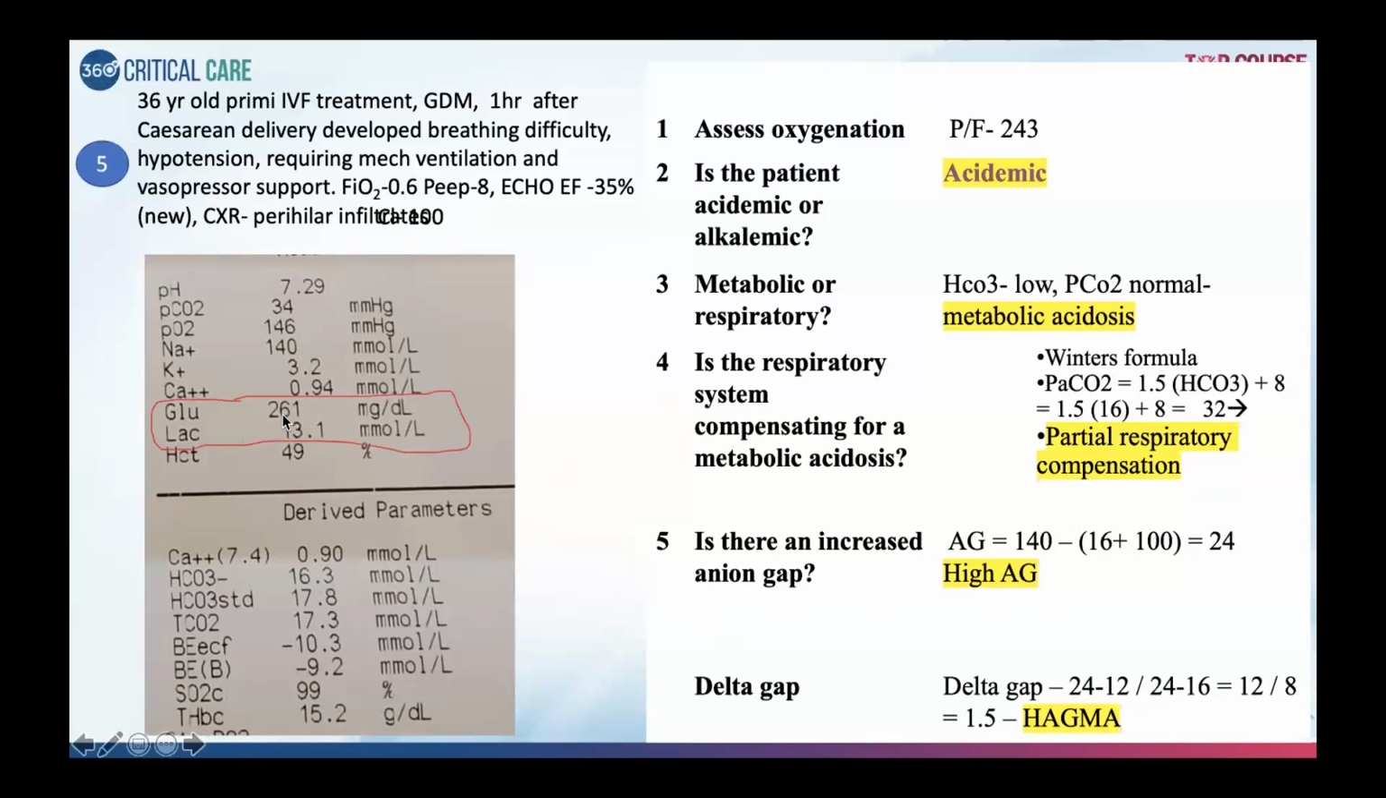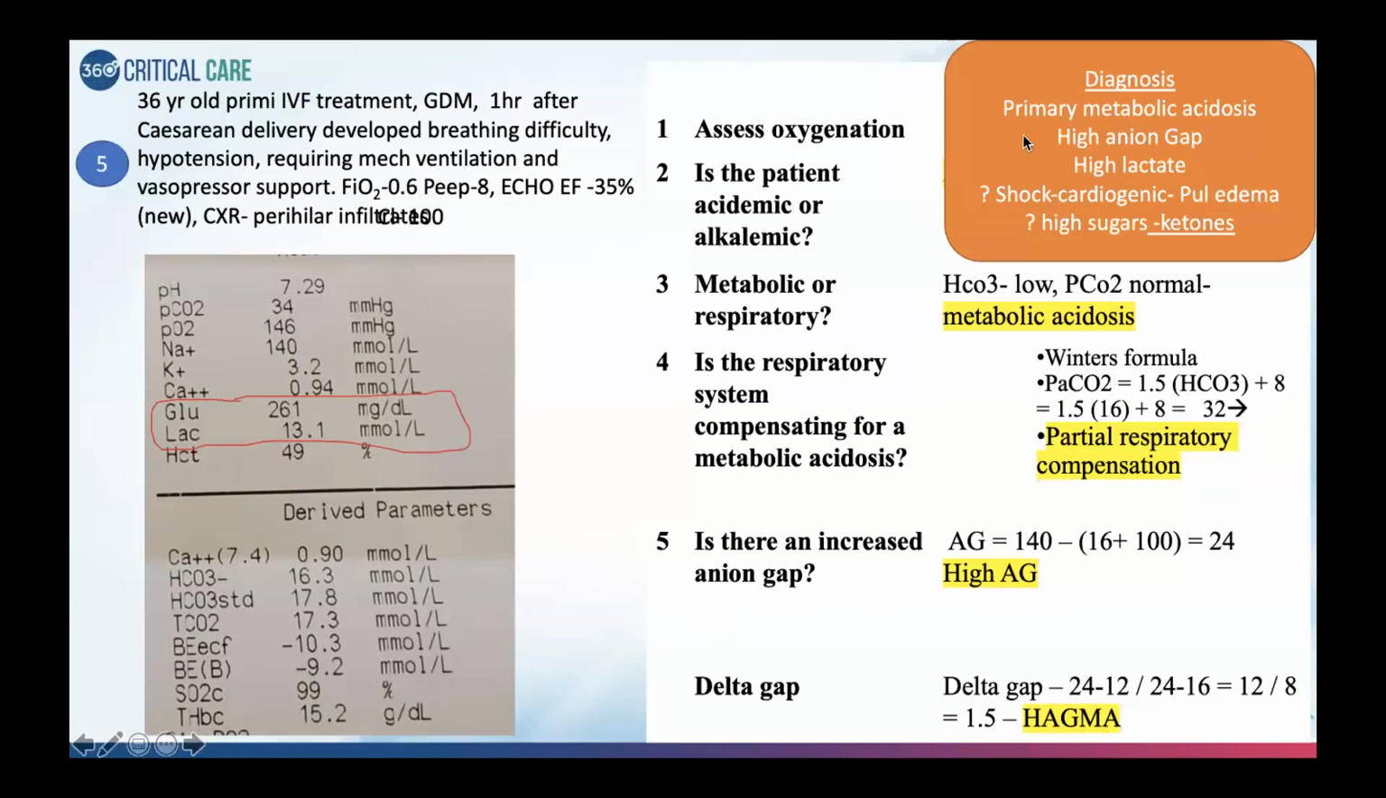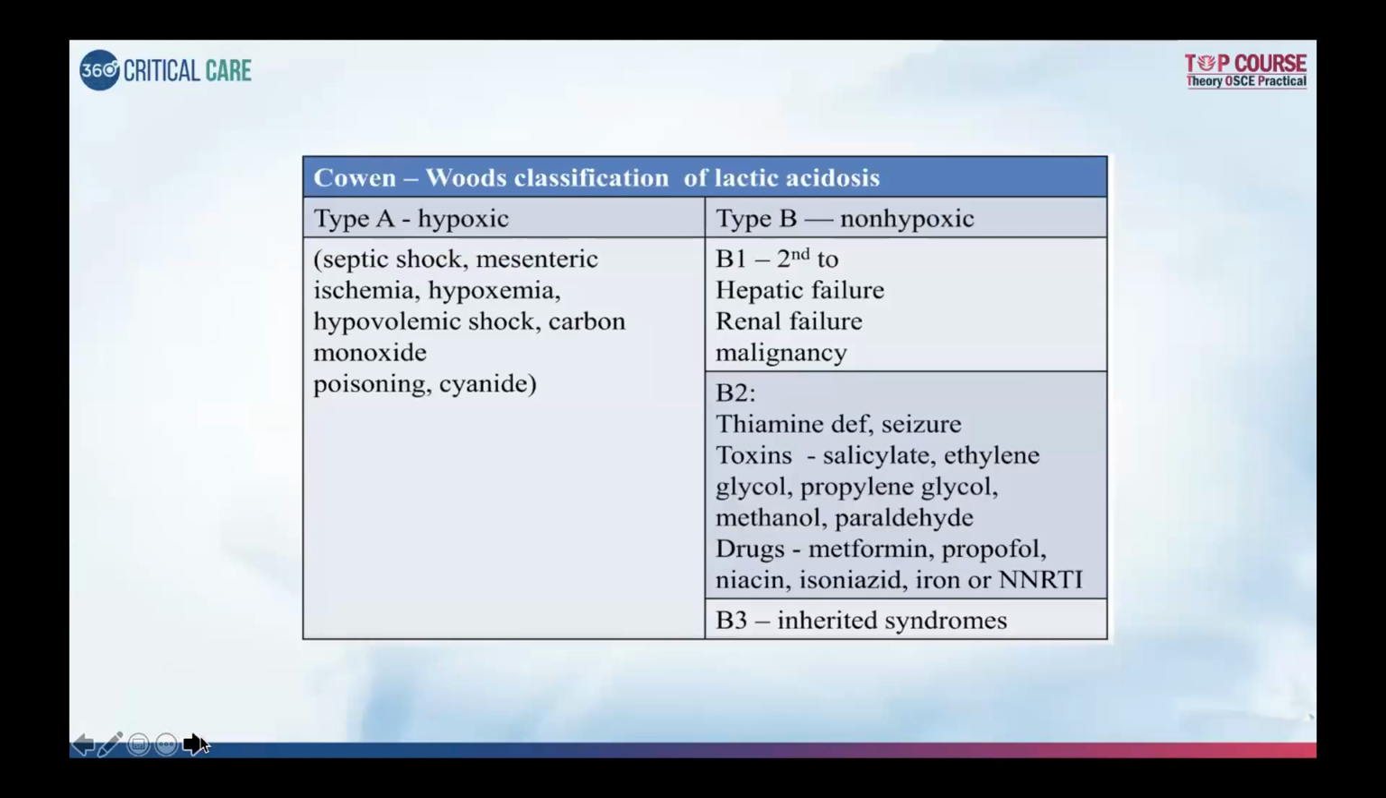Okay, two things that need to be noted: glucose and lactates, that is abnormal. Primary high anion gap metabolic acidosis, probably high lactate due to cardiogenic shock, maybe a peripartum cardiomyopathy. High sugars, other differential would be DKA, high ketones. So you have to ask, okay, I'll check for the ketones as well in this patient.